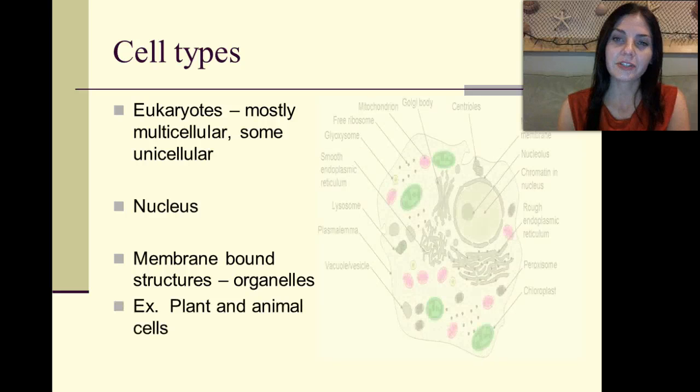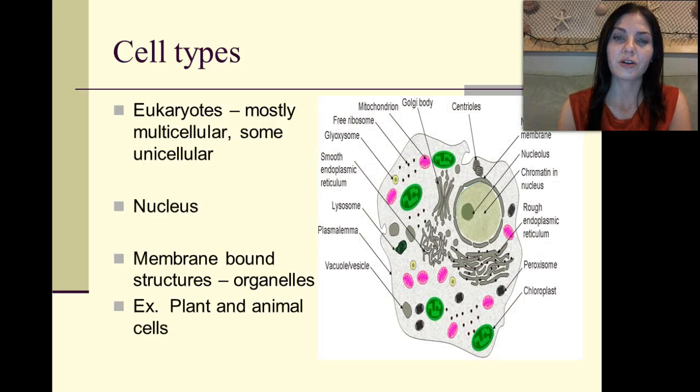The second type of cell are eukaryotic cells. Most eukaryotic cells are multicellular, although some are unicellular, such as amoebas. They have a nucleus, which is where all of the genetic information in the form of DNA is stored. And they also have membrane-bound organelles, such as the Golgi apparatus, lysosomes, peroxisomes, and the endoplasmic reticulum. Examples of eukaryotic cells are plant cells, animal cells, fungi cells, and protist cells.